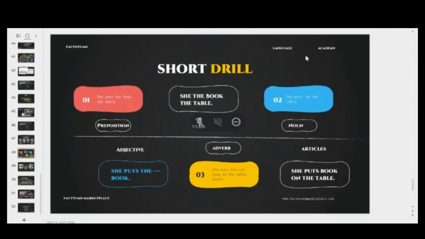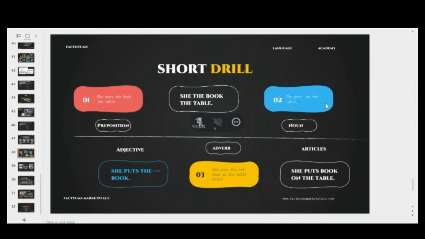For example, she the book the table. Does it make sense? No. So here we're missing a verb and a preposition. In this case, let's say we put on the table, but she what? So we need the verb, puts. And then on the table. So you see, if we don't put the preposition or the verb, people will be like, "What are you talking about?" So it's important.